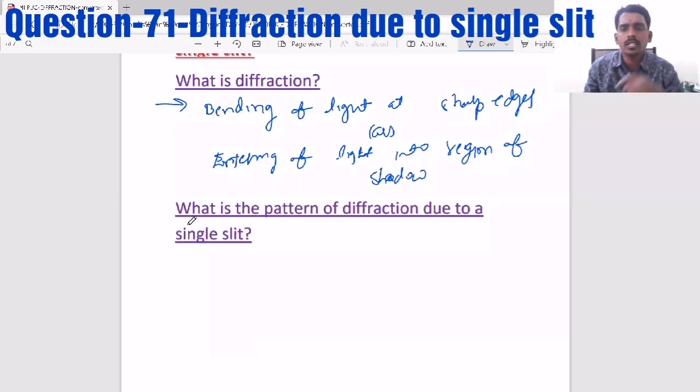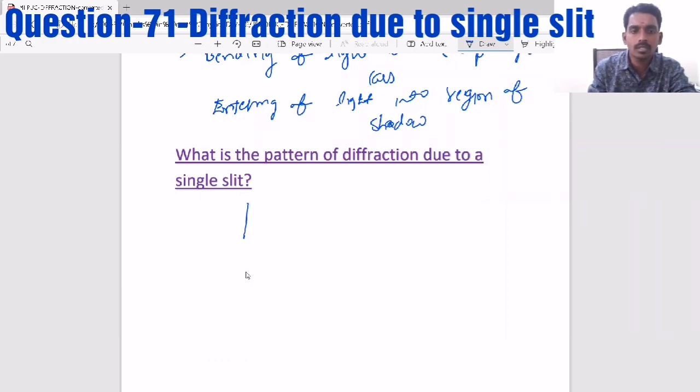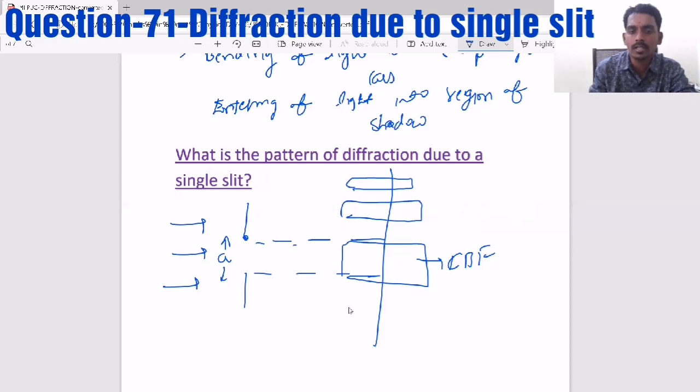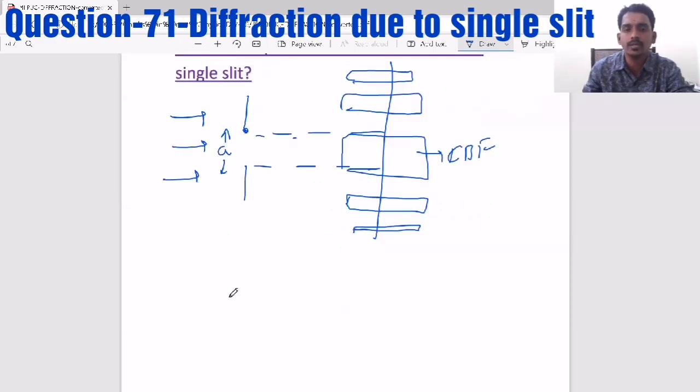Now, when you consider a single slit instead of a double slit, there is a slit of width a, and light is coming and falling on it. At the sharp edges the light will bend, so on the screen you will again get the superposition principle and the central bright fringe. Above and below you will again get similar alternate dark and bright fringes, but with decreasing intensity and decreasing width.